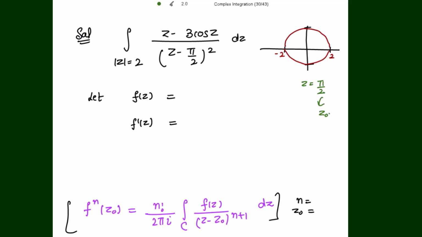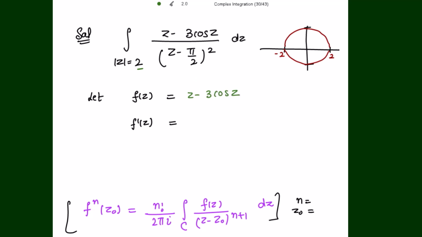Let's check whether this point lies inside the circle or not. Now what is pi by 2? If you put the value of pi as 3.14 over 2, it is approximately equal to 1.57, which is strictly less than the radius, which is 2 over here. So this is strictly less than 2. Hence we get that this point lies inside the circle. So what is f(z)? f(z) is z minus 3 cos z.